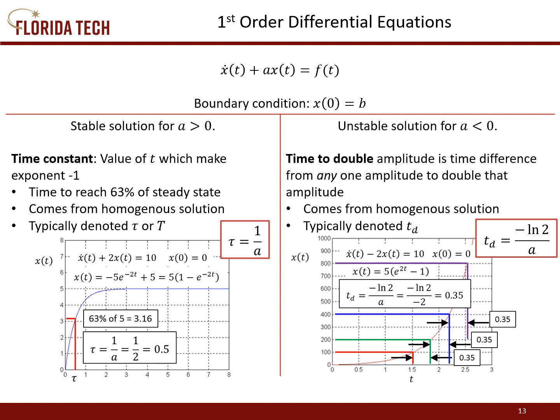On the unstable side, the time to double amplitude is the time difference from any one amplitude to double that amplitude. And again, it only comes from the homogeneous solution. It's typically denoted T sub D, and there's an equation for it, which is negative natural log of 2 divided by the value of A. And remember, A is a negative number, so those two negatives will cancel to give you a positive time to double. But literally, if you have a plot, you can just grab any amplitude and then figure out the time difference to get to double that amplitude. And that's the same no matter where you start.